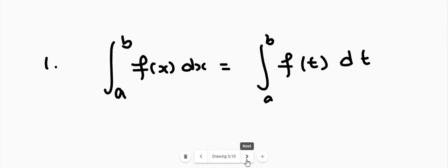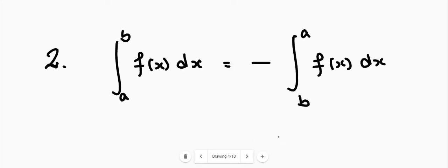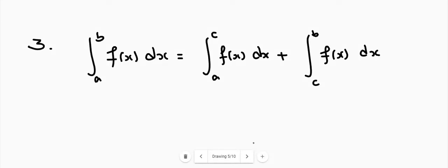First property. Property number 2, integral a to b f of x dx is equal to minus b to a f of x dx. If we change the limit a to b in the line b to a എന്നാക്കിയാൽ then it will become minus f of x dx. Third property is a to b f of x dx is equal to a to c f of x dx plus c to b f of x dx, where c lies in between a and b, that is a less than c which is less than b. C lies in between a and b.